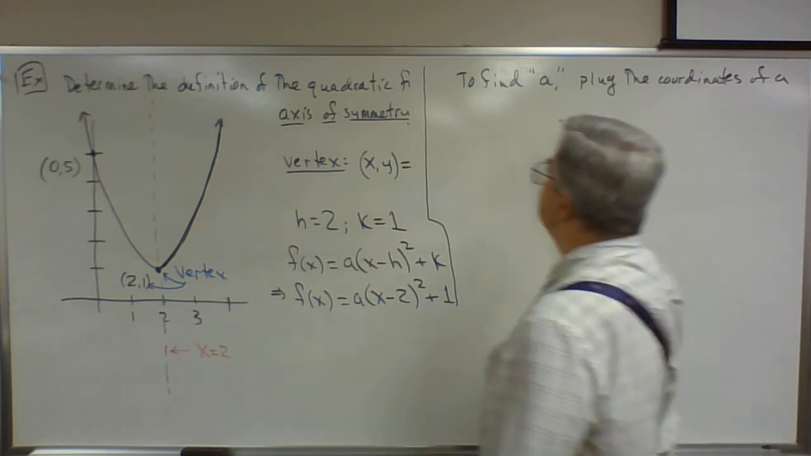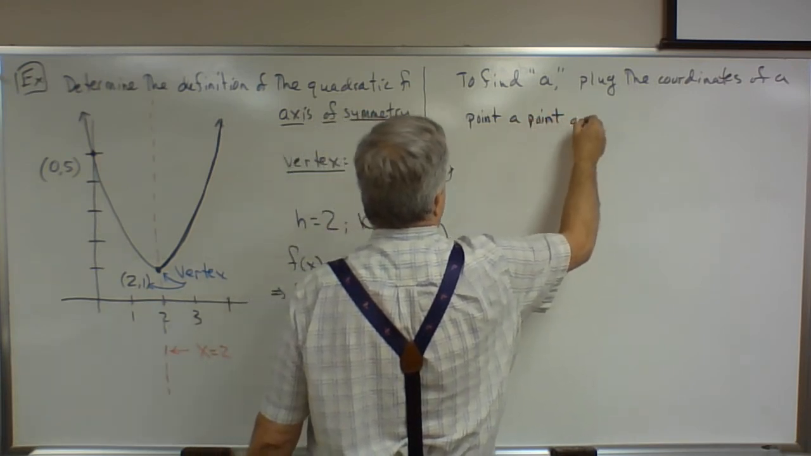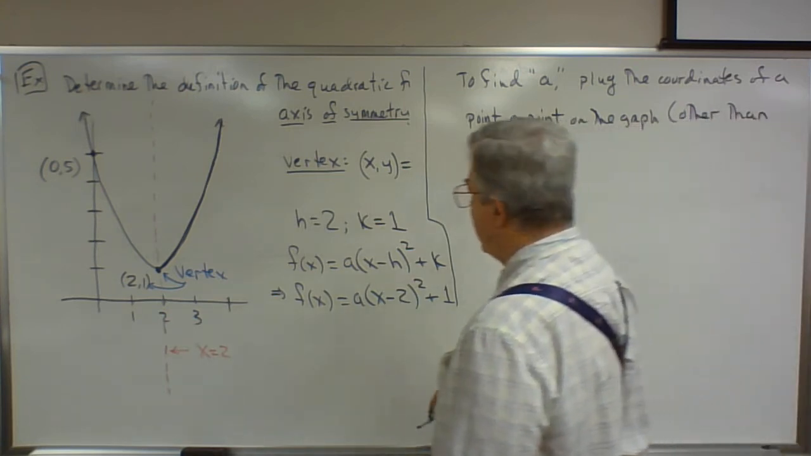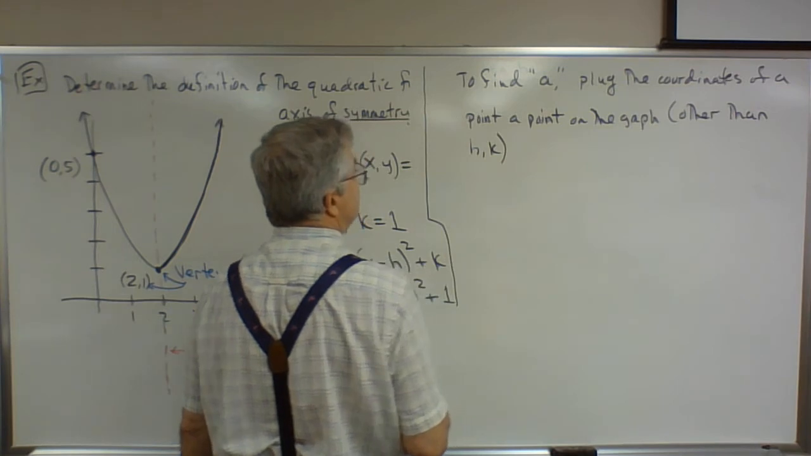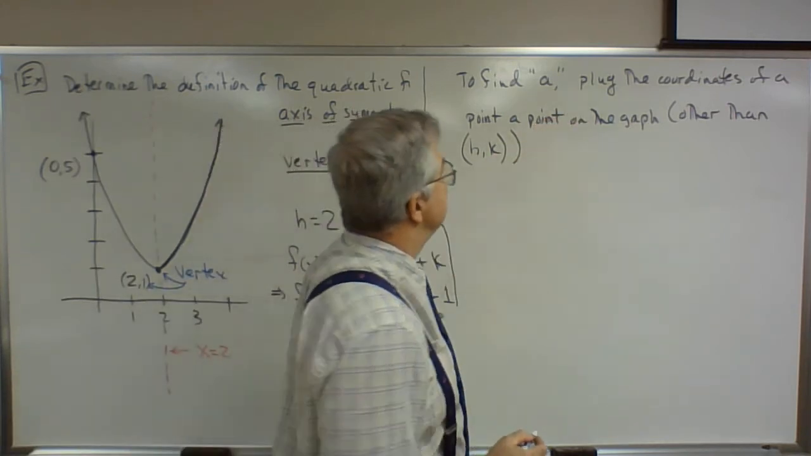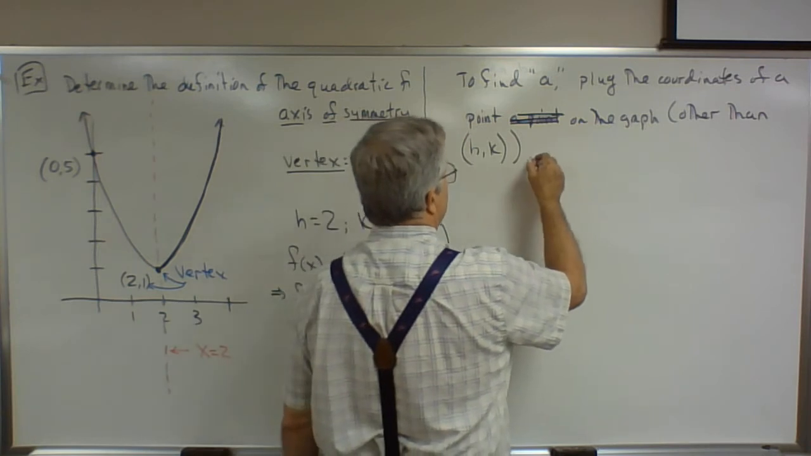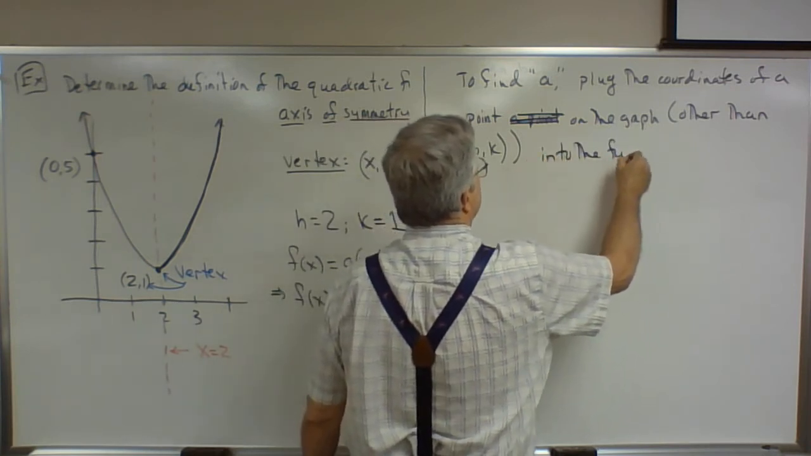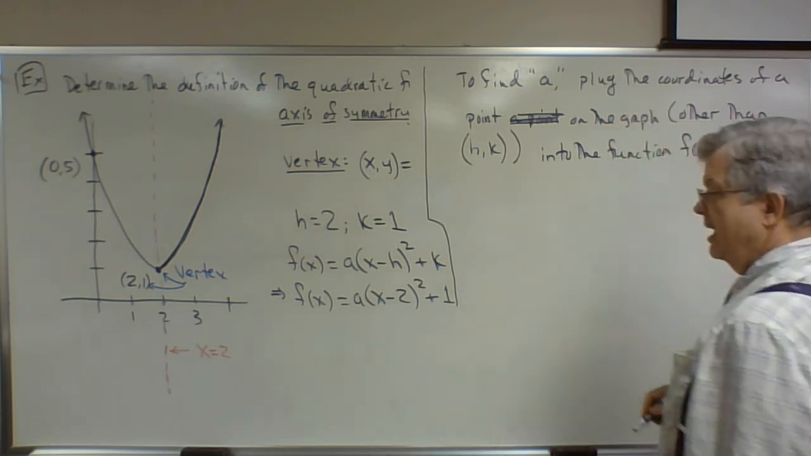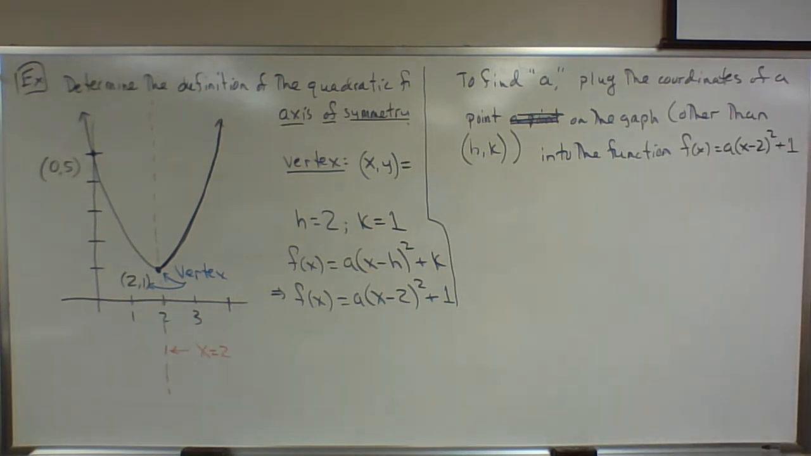We're going to plug the coordinates of a point on the graph other than (h, k) into the function f of x equals a times (x minus 2) squared plus 1. And we'll solve for a.